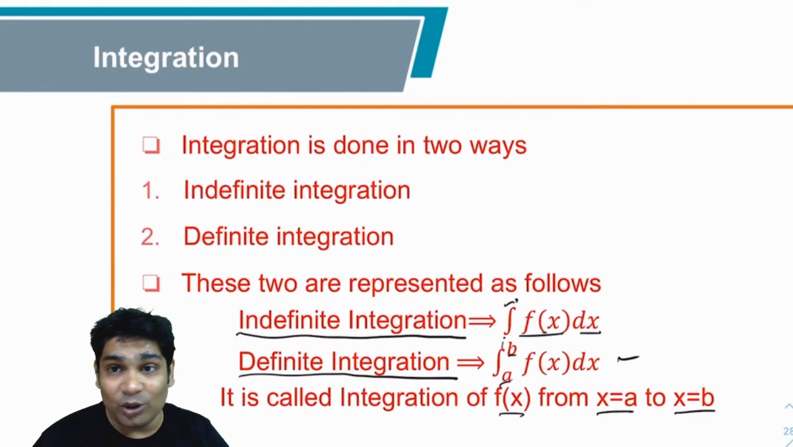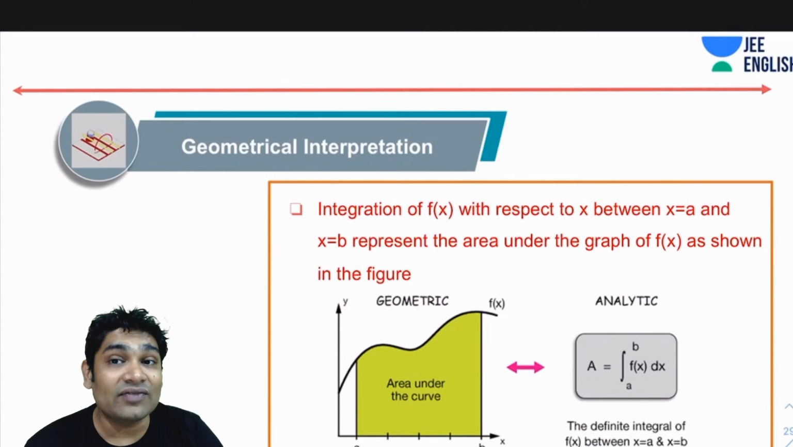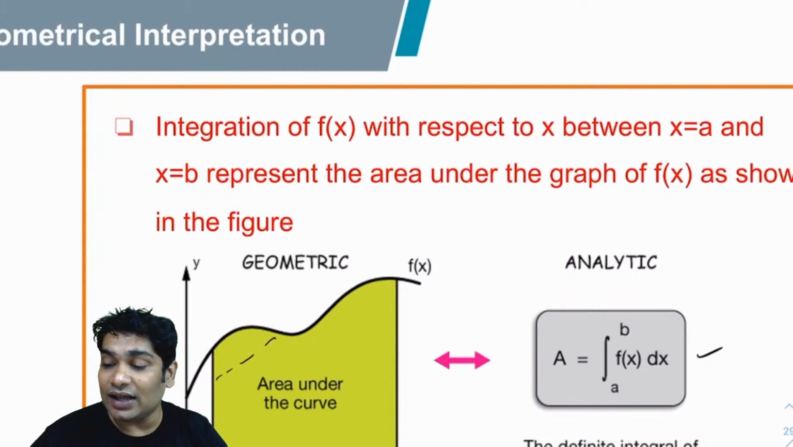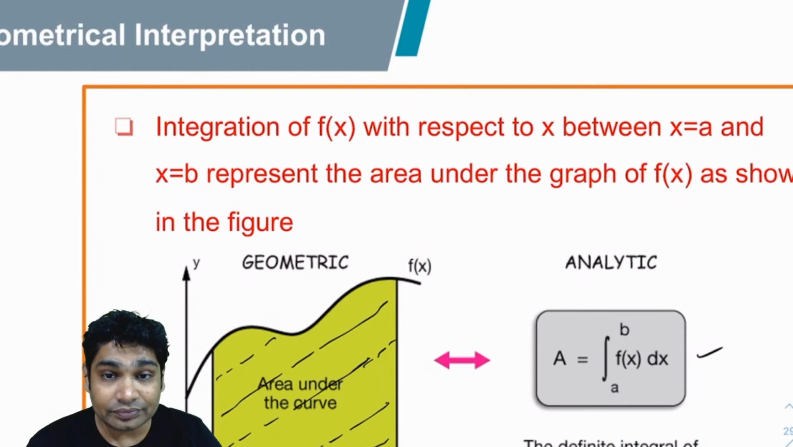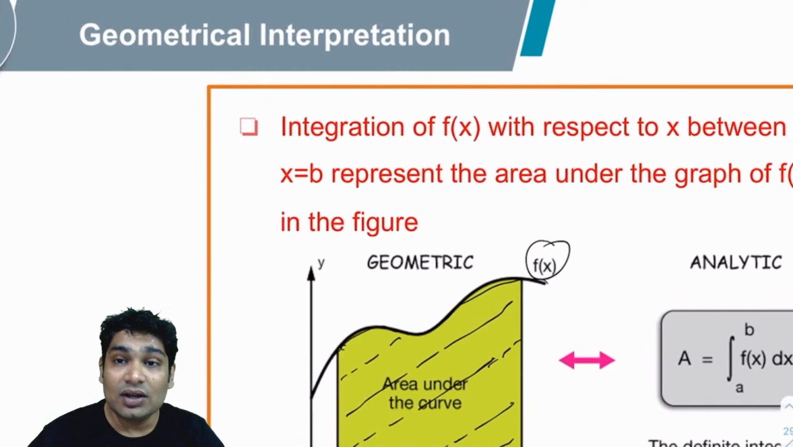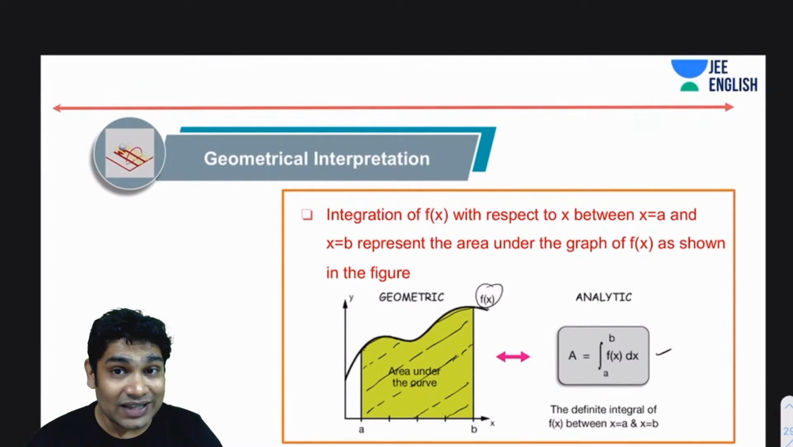So let's see why I need a and b. What is integration? Let's see it geometrically. Geometrically, the integration of f(x) with respect to x between a and b represents the area under the graph as shown in the figure. That is what this will give me mathematically. So if I have any graph, this is the graph for f(x). This is how my f(x) goes. Now the integral of f(x) dx from a to b would give me the area under the graph between x equals a and x equals b.